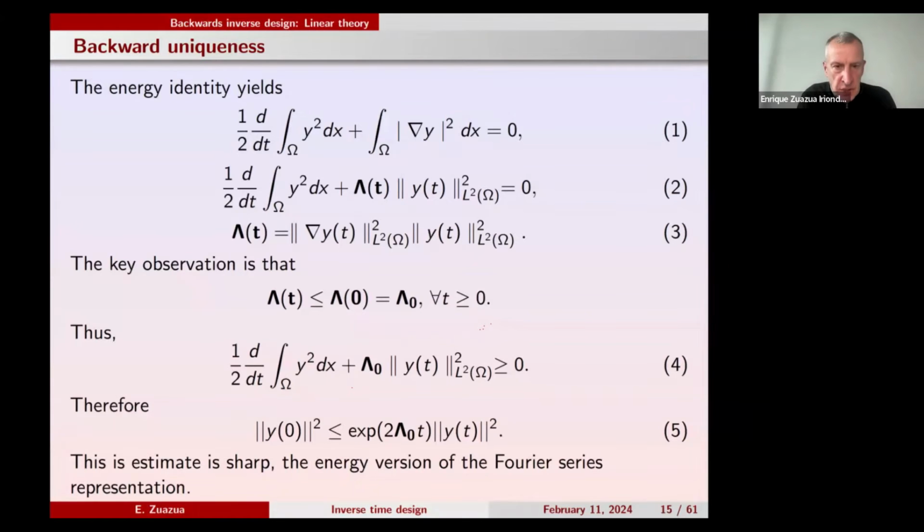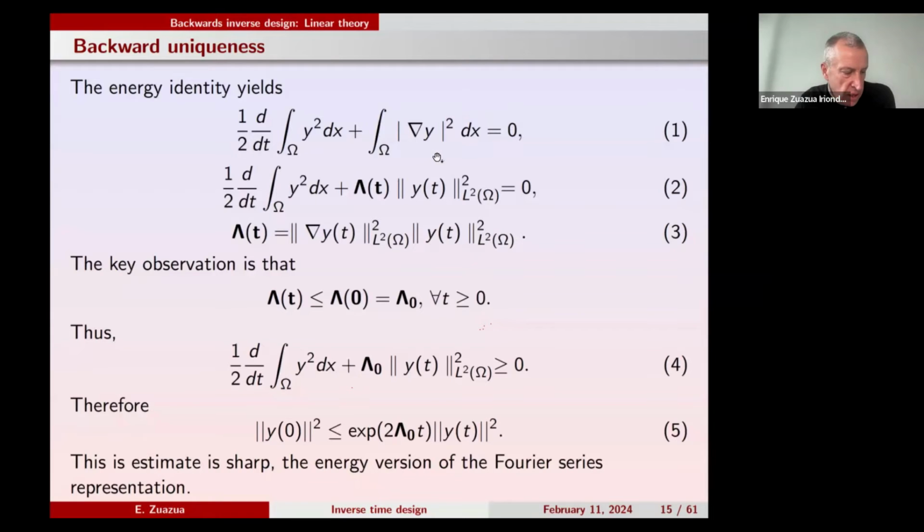So let's proceed. I try to do energy estimates for the heat equation, this time backwards in time. And for this, I proceed as classically. I multiply the heat equation by the state y. I integrate by parts the Laplacian, and I get this classical energy identity. This is an identity, right? So I say that half of the time derivative of the square of the L2 norm plus the square of the H1 norm is equal to 0.